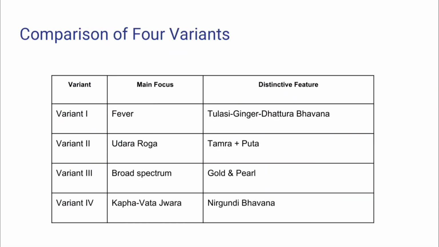Now we see a comparison of these 4 variants. The first variant is used for fever, the second variant is used for abdominal disorders, the third variant has broad spectrum activity, like in fever, grahani, kshay, atisar, prameha, kas, and the fourth variant is especially for Vata Kapha Jwara.